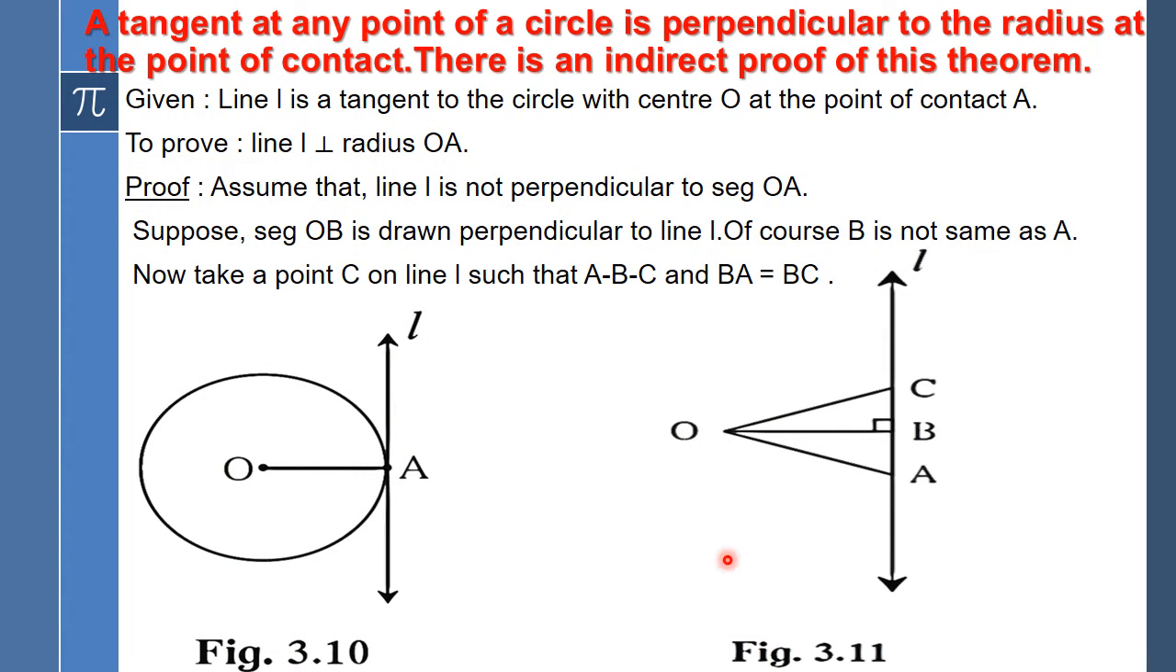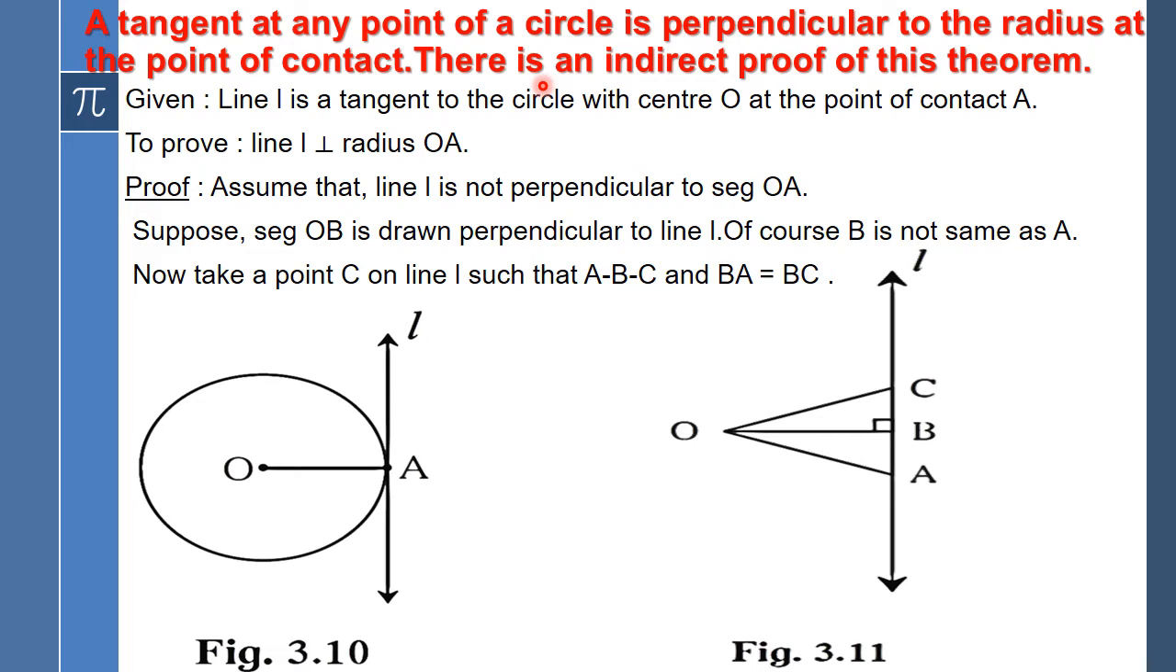The statement says, the tangent at any point of a circle is perpendicular to the radius at the point of contact. Okay, this is the statement. Now we can prove this indirectly.